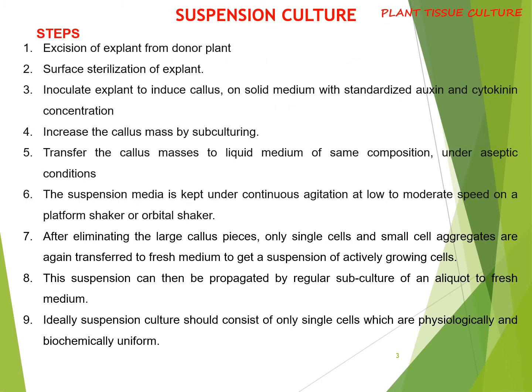Steps involved to start a suspension culture. Any part of the donor plant can be used as an explant. The explant is excised from the donor plant and surface sterilized. The surface sterilized explant is then inoculated into a standardized auxin and cytokinin media to induce callus formation. The callus is subcultured to increase its mass.